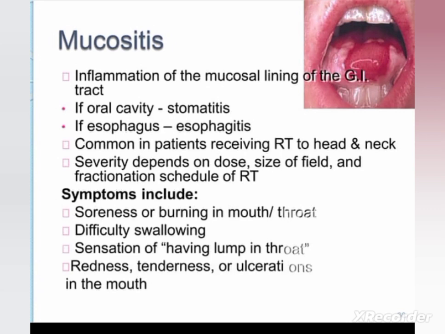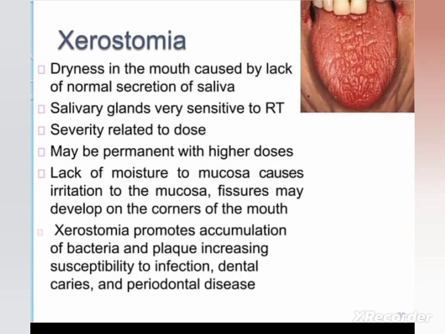The main symptoms are soreness or burning in the mouth, difficulty in swallowing, a sensation of a lump in the throat, and redness, tenderness and ulceration in the mouth. In case of mucositis, we have to use a soft toothbrush, and then we have to use a mouthwash.